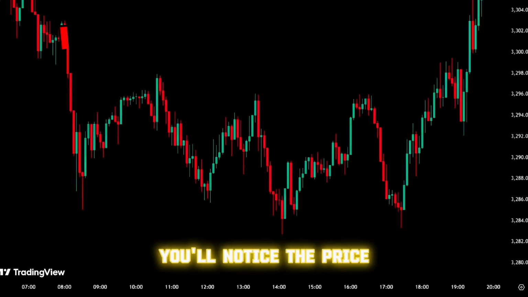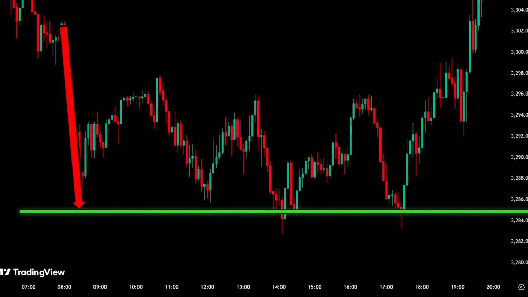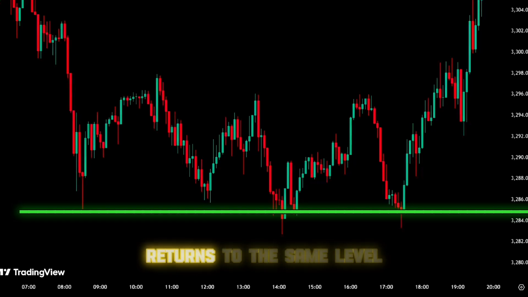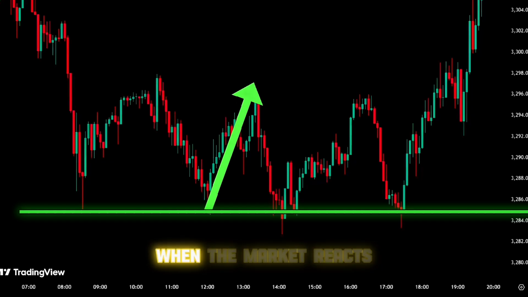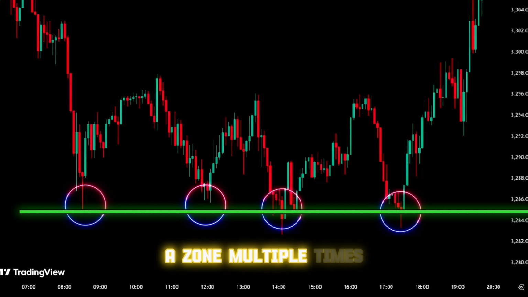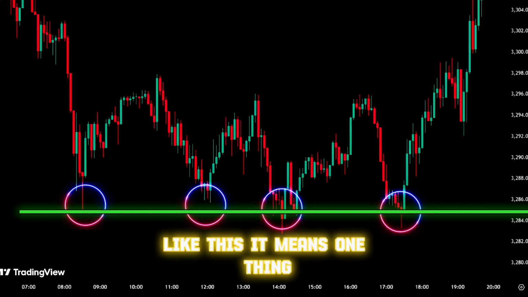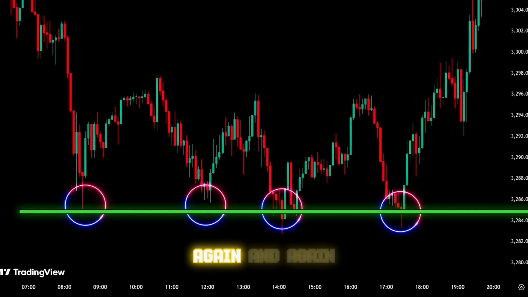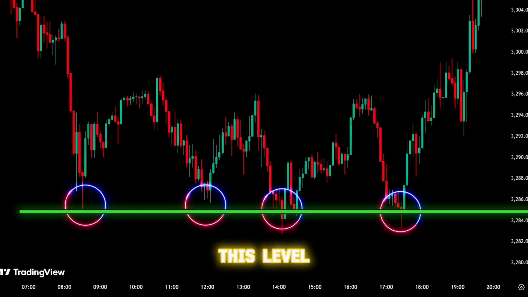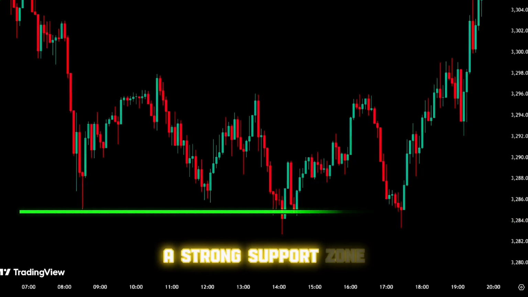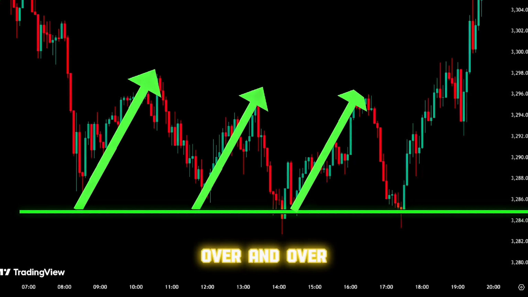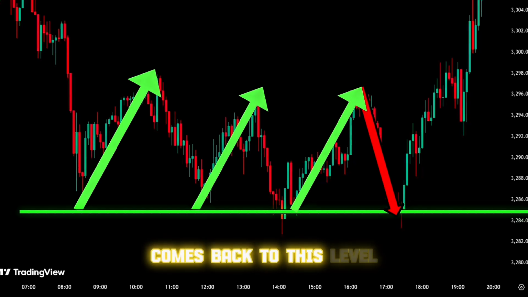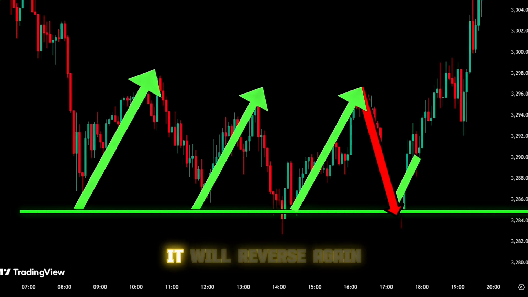You'll notice the price comes down, touches this level, and bounces back up. Then, after some time, it returns to the same level, and once again, it bounces. That's not a coincidence. When the market reacts to a zone multiple times like this, it means one thing. Buyers are stepping in again and again to defend this level. This is what we call a strong support zone, because the price is being rejected from the same area over and over. And the next time price comes back to this level, there's a high probability it will reverse again.